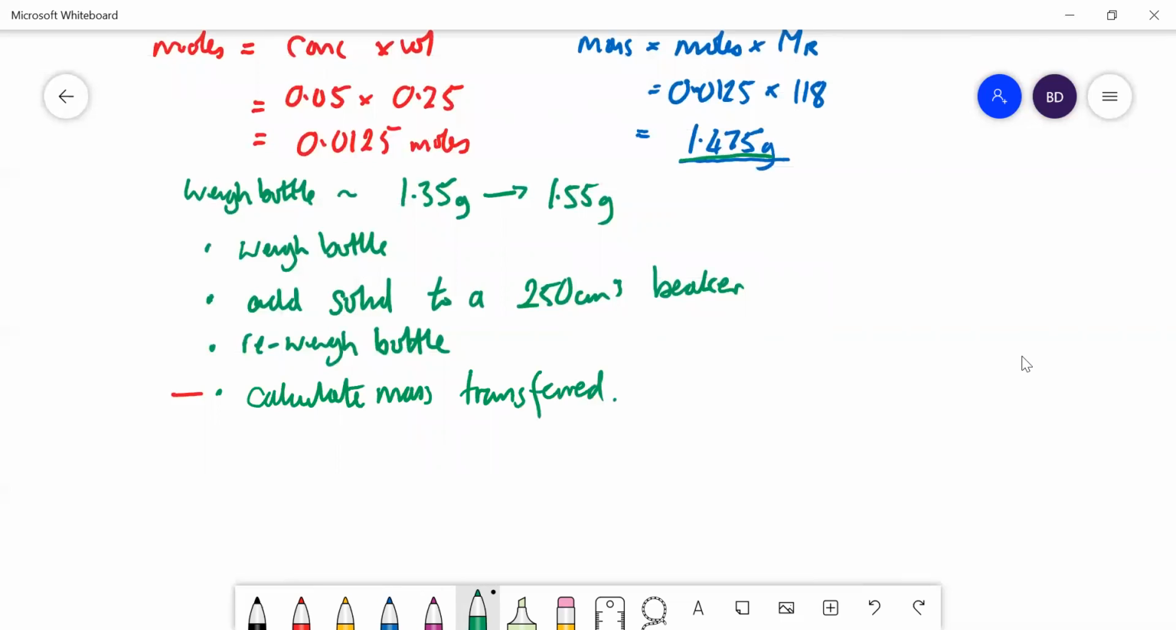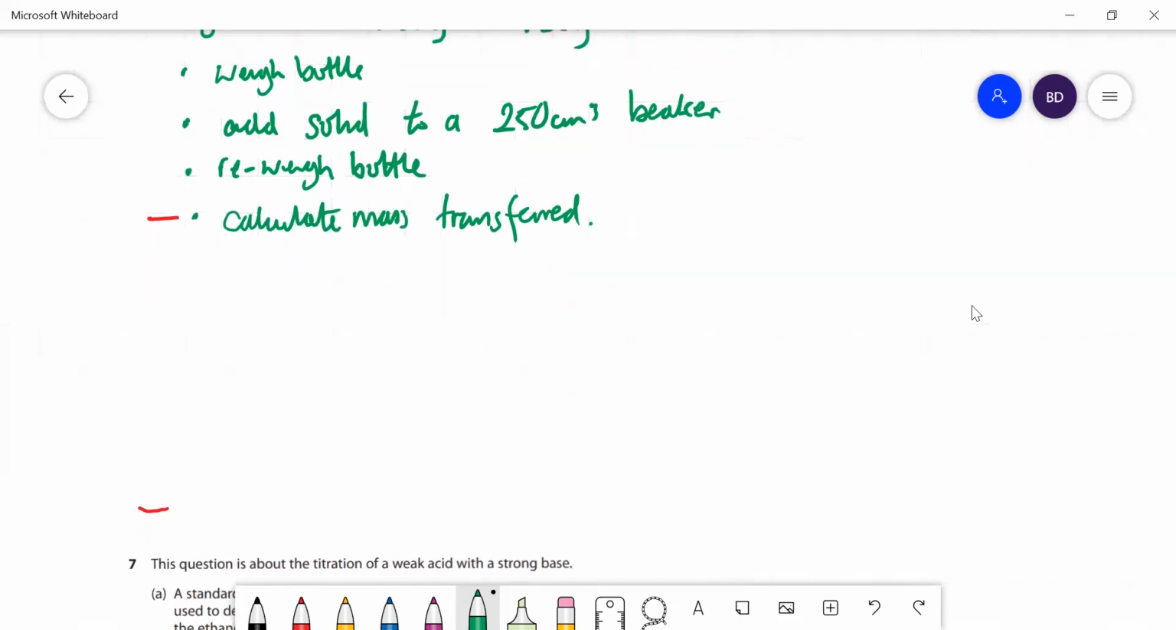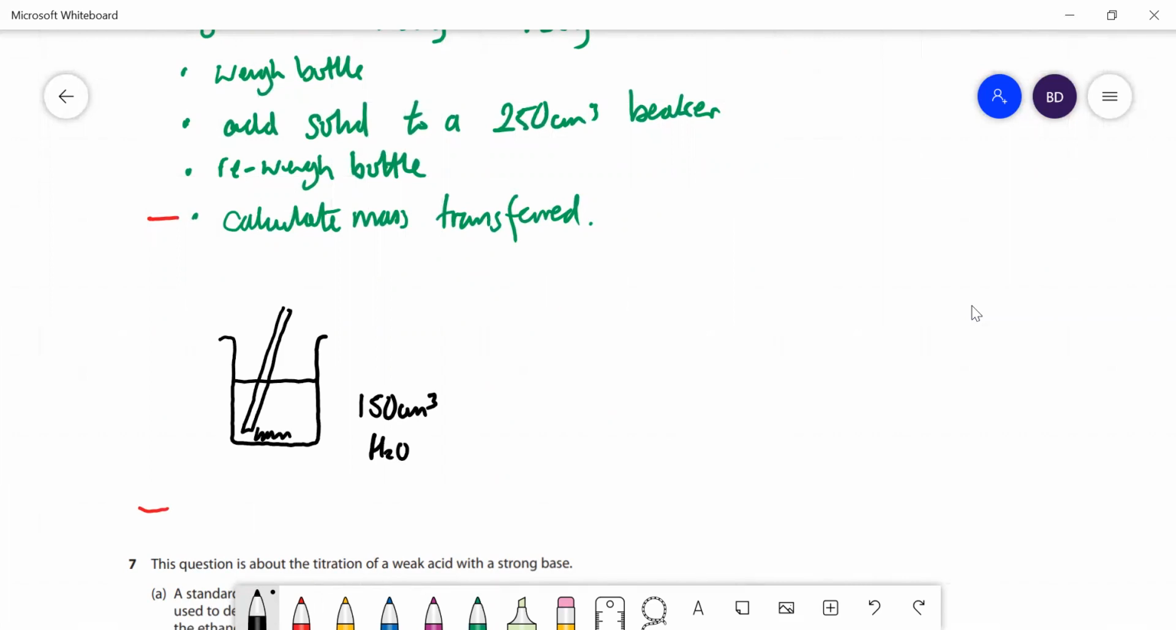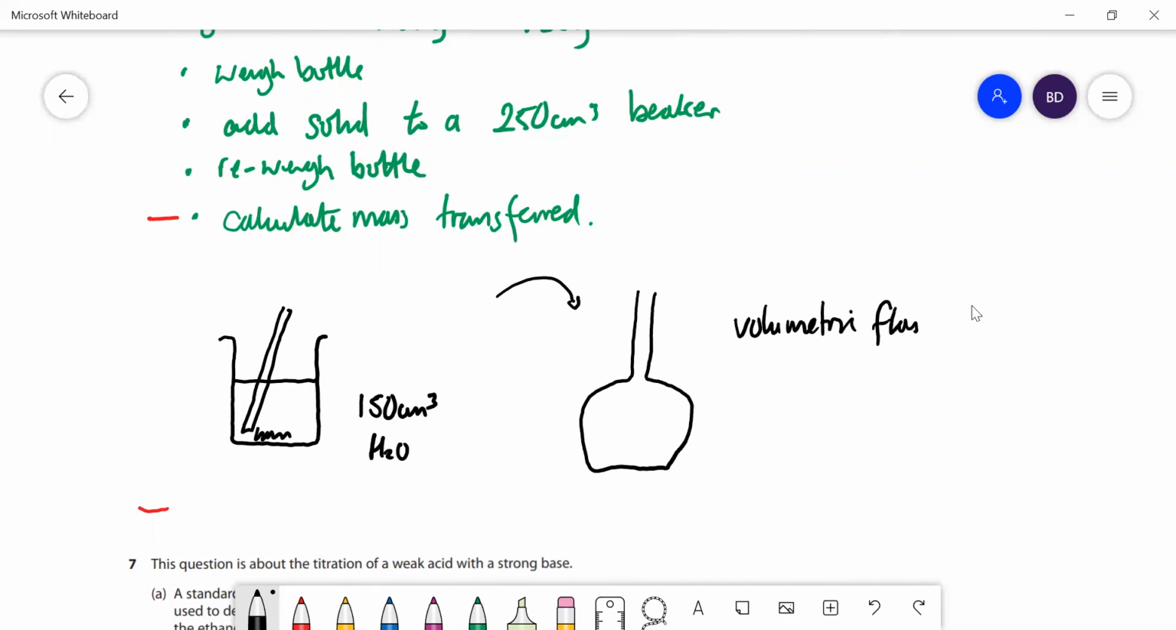Okay, so now you've got your solid in a beaker. I'll just draw a little diagram here. This is a 250 cm³ beaker, so you want to add about 150 cm³ of distilled water to that. Stir it and dissolve it. Okay, then you're going to transfer that into a volumetric flask. And I would definitely in your answer use the word volumetric flask. Don't say a flask or whatever. It's got to be that. Volumetric flask of 250 cm³.